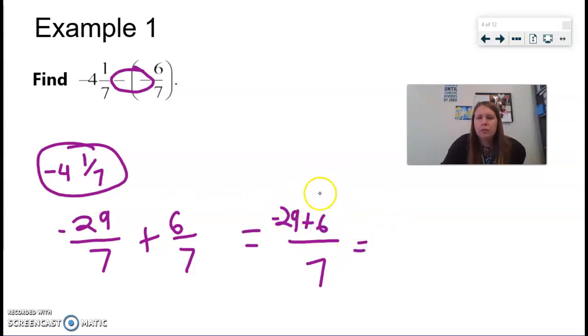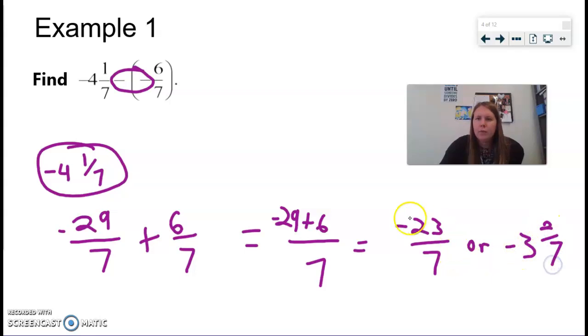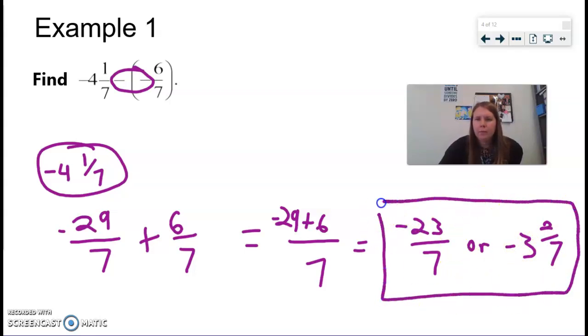So this means I'm going to go 6 closer to zero on the number line. And so in this case, I would have -23 out of 7. You can make it into a mixed number, so that would be -3 and 2/7 if you want. But I will be okay with either form, okay?